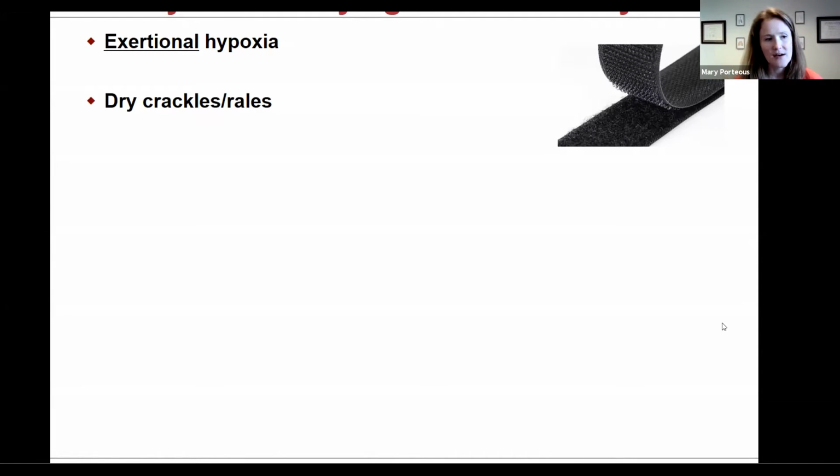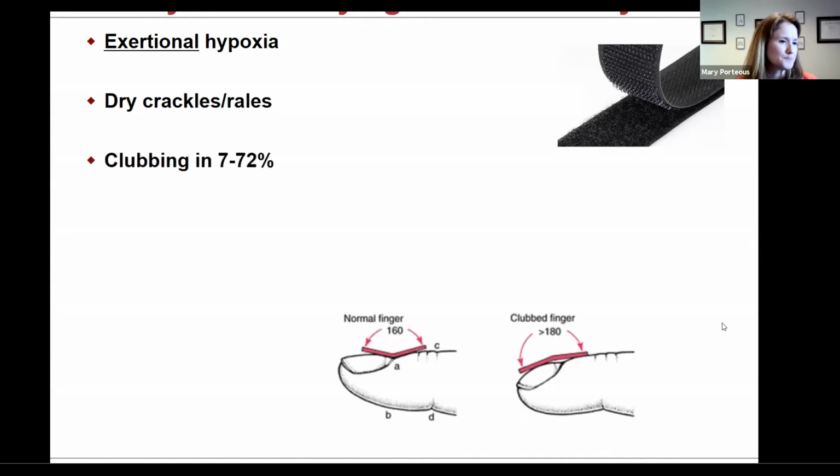Looking at the exam, are you hearing any dry crackles or rales? For the medical students, think about these adventitious sounds that sound like peeling Velcro back or rubbing your hair together. Those can be suggestive of interstitial lung disease, not specific to IPF.